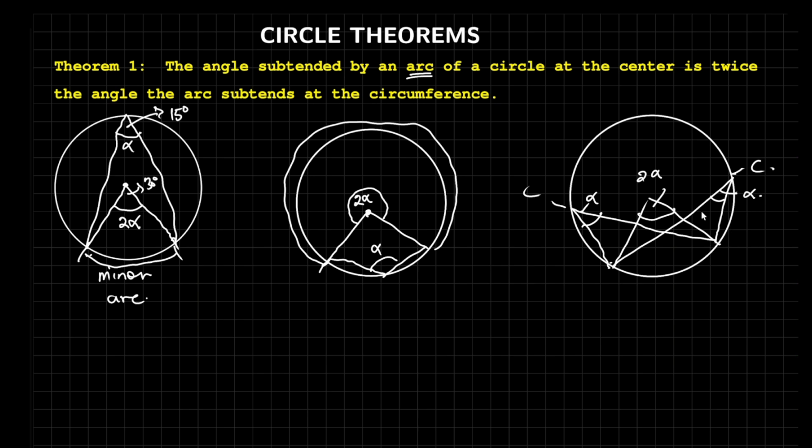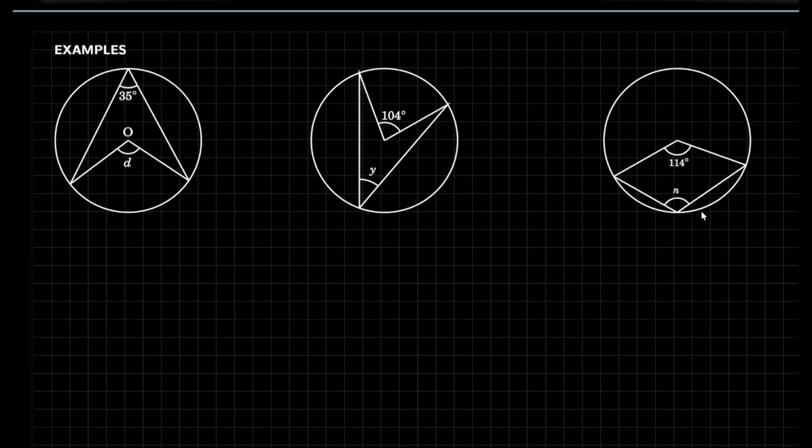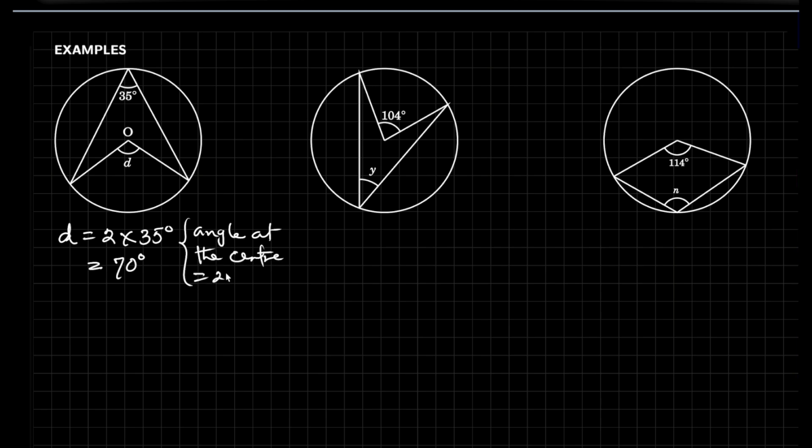Now let's solve some questions on this. In the first example, we have to find the value of D. D is the angle at the center, 35 is the angle at the circumference. So basically, the angle at the center is twice the angle subtended right there at the circumference. This is equal to 70 degrees. So you can just write it in front that the angle subtended at the center is twice the one at the circumference.